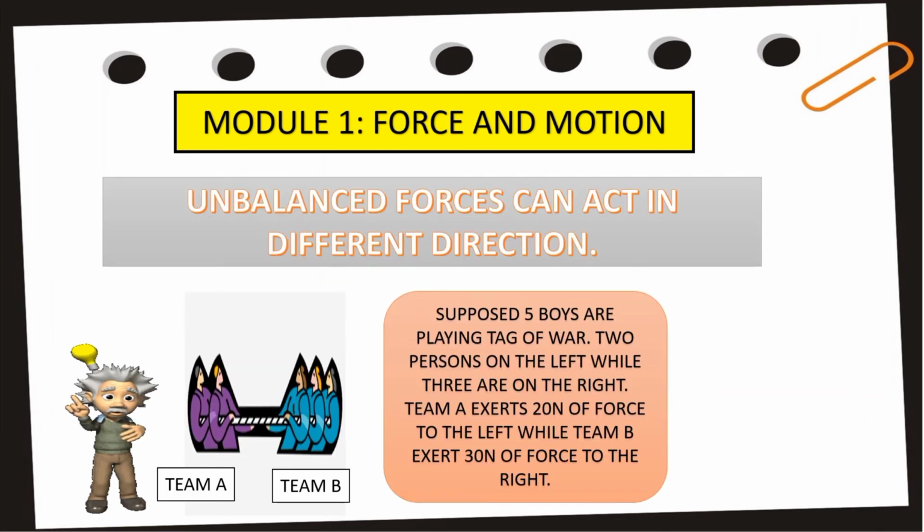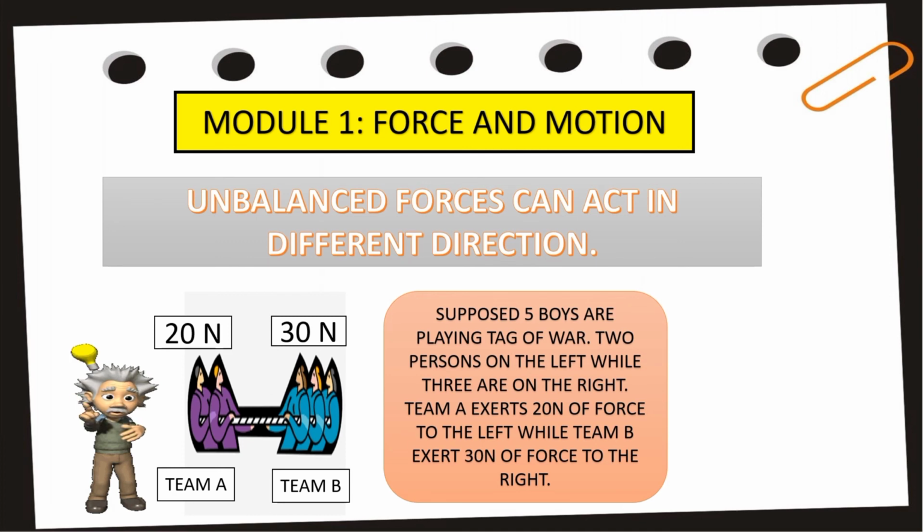Also, unbalanced forces can happen in different directions. For example, suppose 5 boys are playing tug of war. 2 persons on the left, while 3 are on the right. Team A exerts 20 newtons of force to the left, while Team B exerts 30 newtons of force to the right. Now, what is the net force?